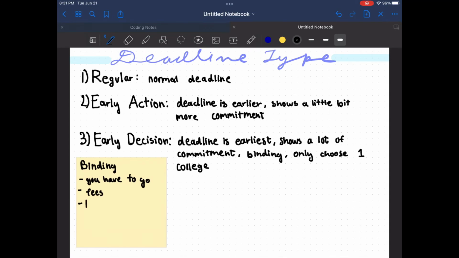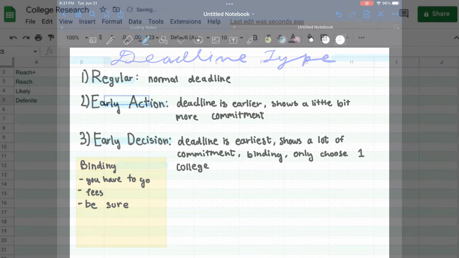One of the things that a lot of people overlook when it comes to early decision is the fees. A lot of people don't really consider the amount of fees since they're thinking about student loans and scholarships, but make sure you know that you can pay the fees if you have to, since you don't know if you'll get the scholarships or not.